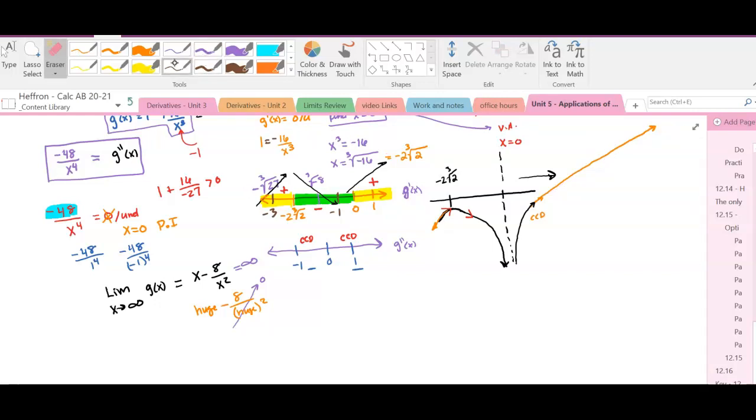Now let's take a look at the limit as x approaches negative infinity. We're going to have negative huge minus 8 over negative huge squared. Well, with that denominator being so big, that will again be 0. So this one is negative infinity. And so this guy will also go toward negative infinity while always remaining concave down.